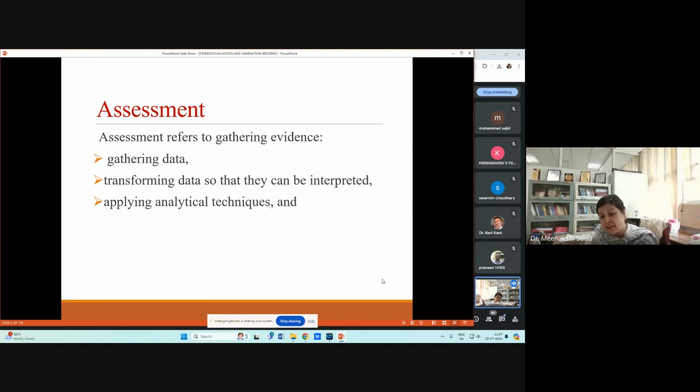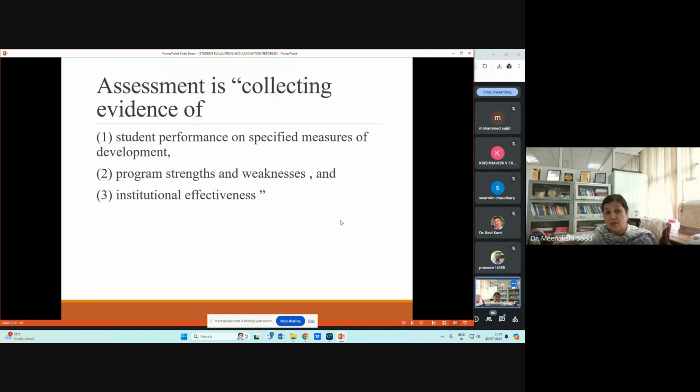And then on these assessment tools, we can apply various techniques, or we can analyze that data, or we can apply the analytical techniques, or we can have some hypothesis and explanation, so that the collected information becomes useful information. I would say, the collected data becomes useful information. Okay, so that is your assessment. So assessment is collecting evidence for the student performance, right?